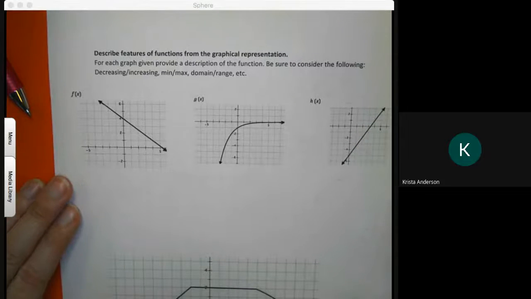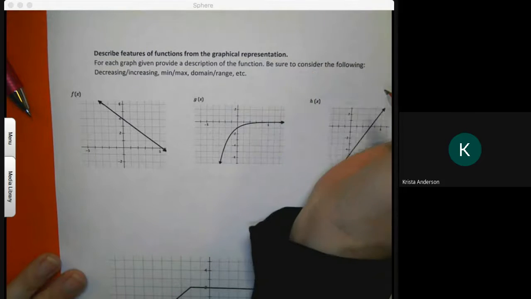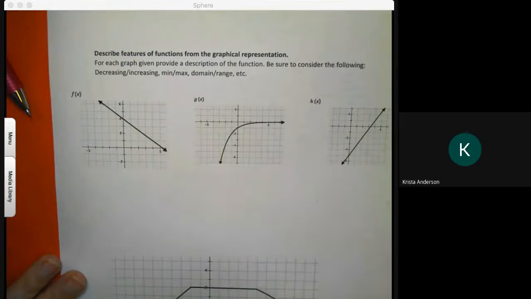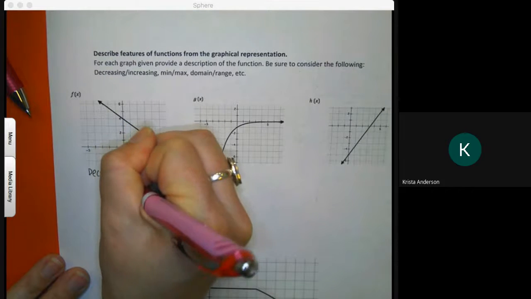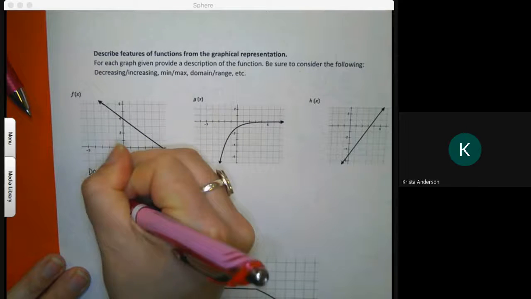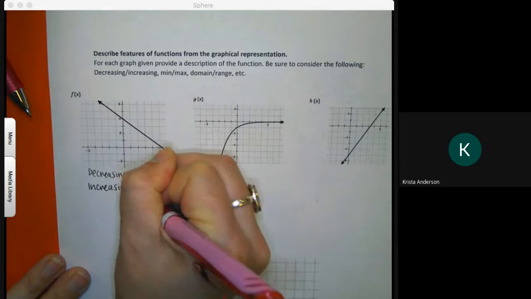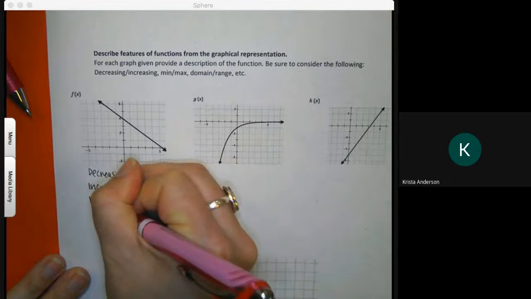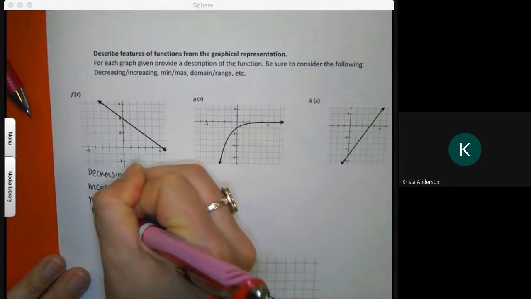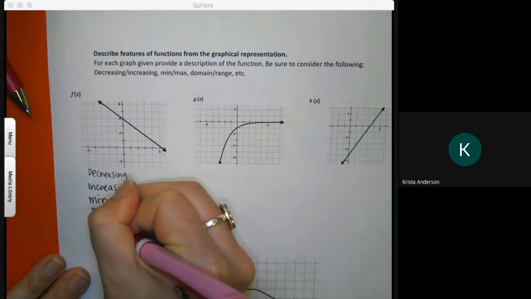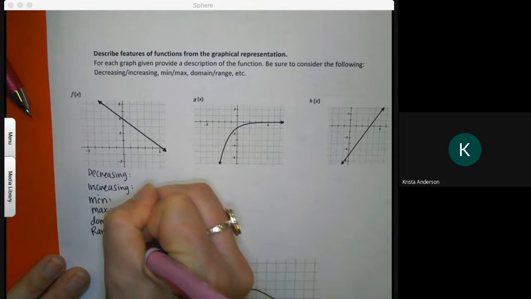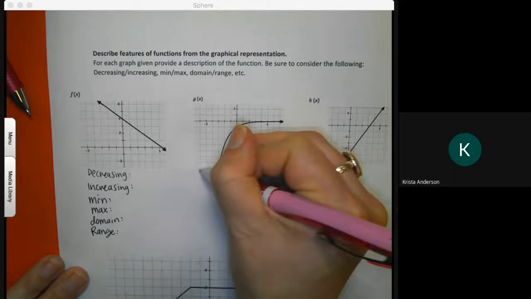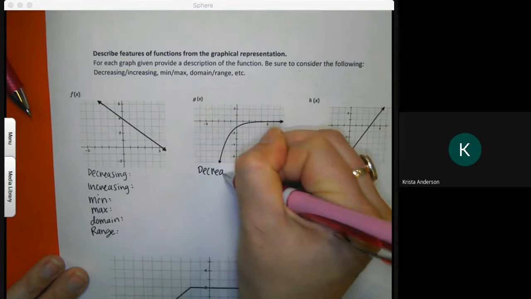Describe features of functions from the graphical representation. For each graph, provide the following: decreasing, increasing, minimum, maximum, domain, range. And write them on the following so we can just go through.